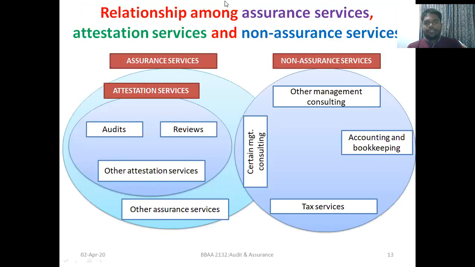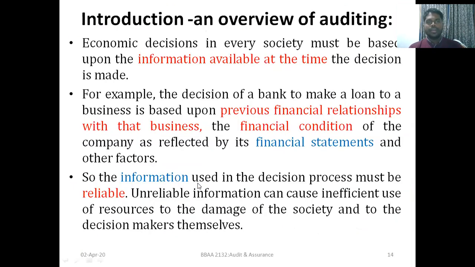The next slide shows the relationship between the assurance service, attestation service, and non-assurance services. I hope you already got some idea about this. The assurance and attestation, and then audit, is one circle, one area, one part. The other one is non-assurance. This is a way we can get more of an idea. It's just this one. Okay, students.